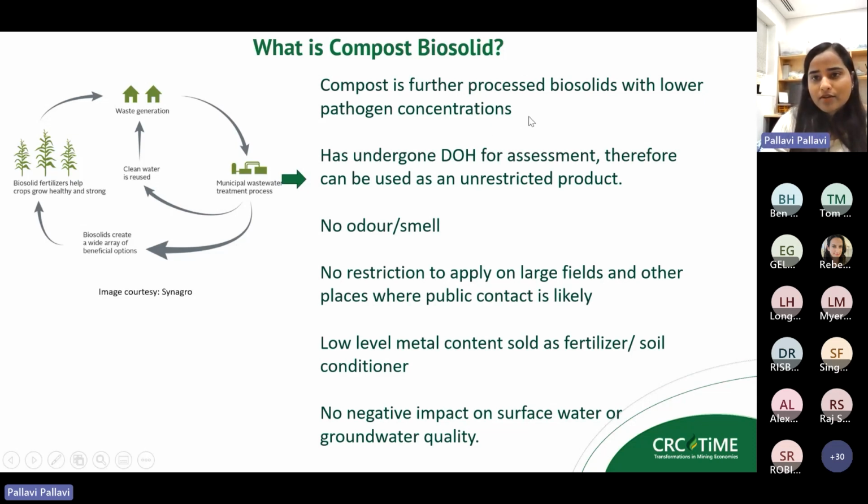Compost is further processed biosolid with lower pathogen concentration, and it has already undergone Department of Health assessment. So it can be used as an unrestricted product and can be applied on large fields and other places where public contact is likely. They do not have any odor or smell, and they contain a low level of metal content. That's why they do not have any negative impact on surface water or groundwater quality. They are sold as a soil fertilizer or soil conditioner. So compost biosolid is preferable over normal biosolid.